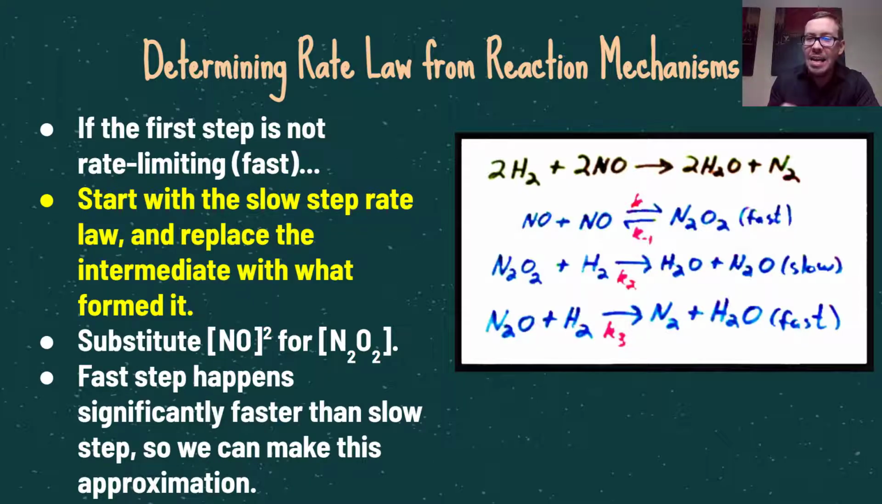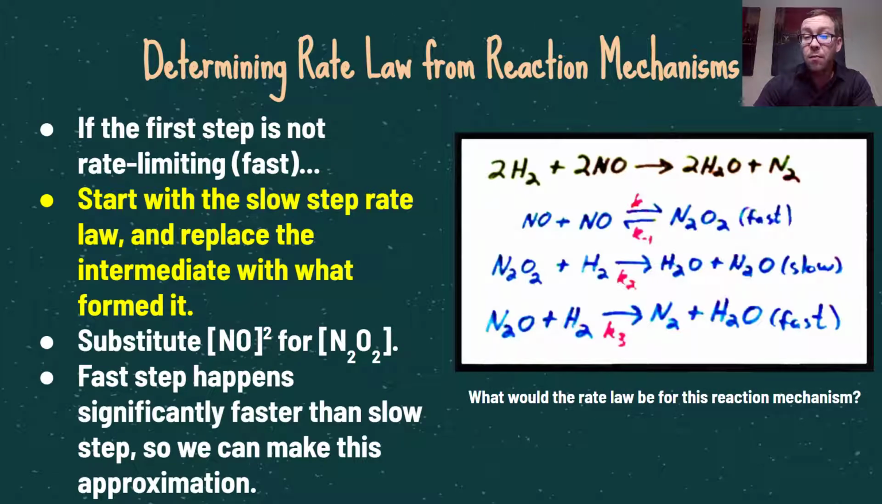We would replace any intermediate with what formed it in the previous step, because the fast step occurs so much faster than the slow step that we can say those reactants of that step are instantaneously converted to product. So we're going to utilize those in our rate law. Essentially, we're going to substitute NO squared for N2O2. Intermediates cannot be part of your rate law because they are not formed until the reaction has already started. So we're going to substitute in for our intermediate whatever formed that intermediate. We can do this because the fast step happens significantly faster than the slow step, so we can make this steady state approximation. So what would the rate law be for this reaction mechanism?